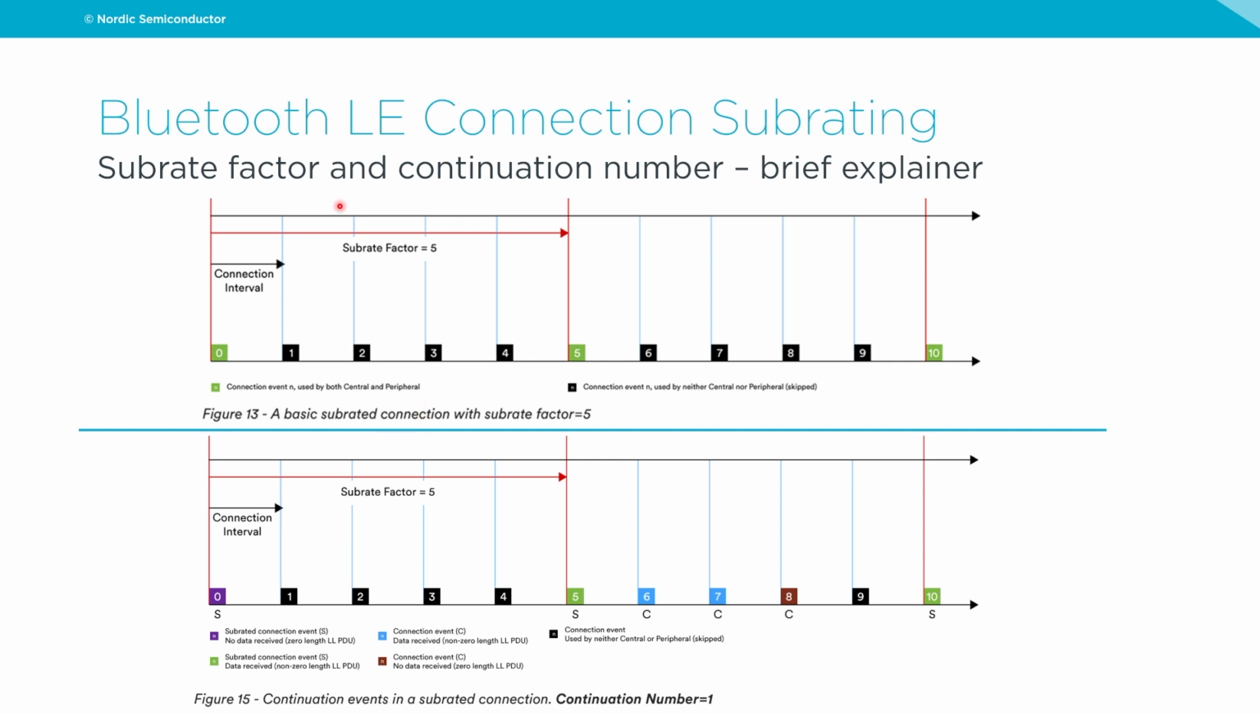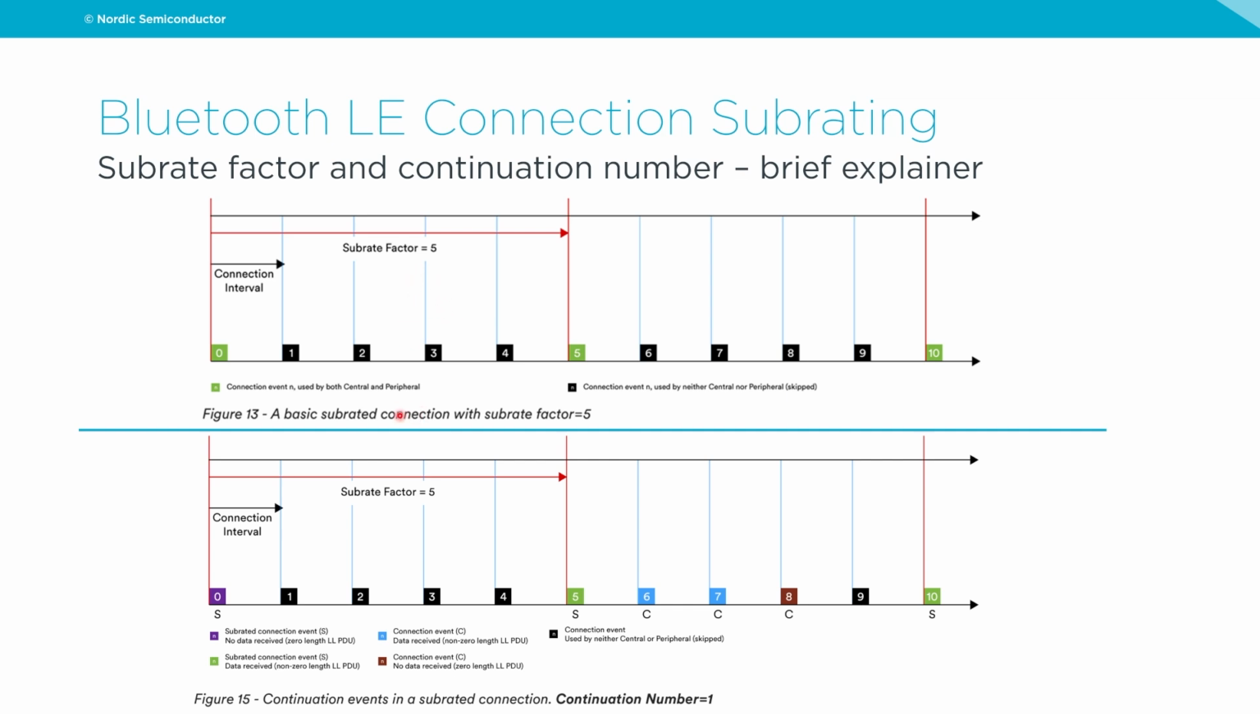And the thing is that the subrate factor can be changed on the fly without changing the connection parameters. So if all of a sudden you want to go from 5 to 1 or 20 or any number, you can just update that, and they will immediately start following that, and skipping the connection events following the new subrate factor configuration.